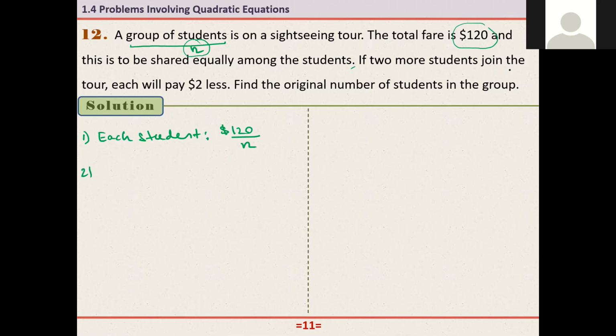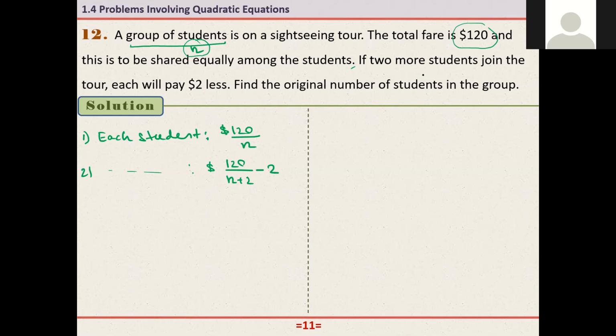If two more students join the tour, that means now we have N plus 2 students, and each will pay $2 less. All right. The second case is 2 more students coming, then the total cost of 120 does not change. Now we have 2 more students, right? This is what each student pays. But since we now have more students, each student pays less. By how much? $2, right? In the second case, each student is going to pay this much for the tour.